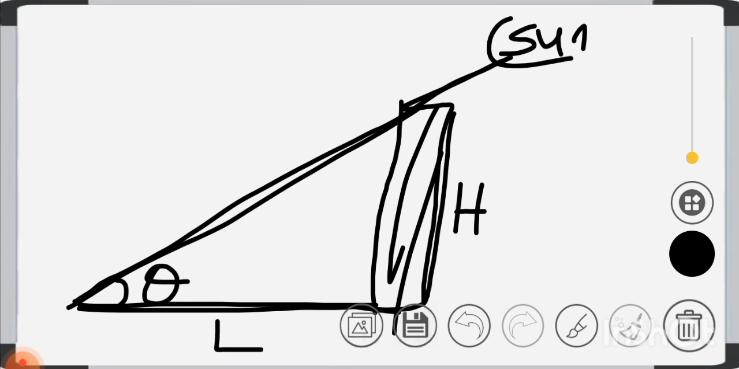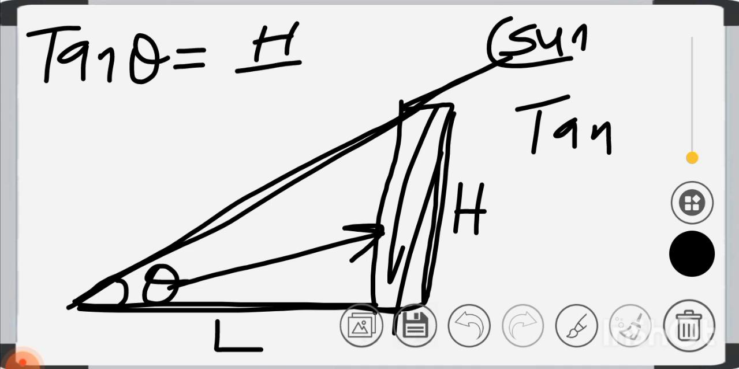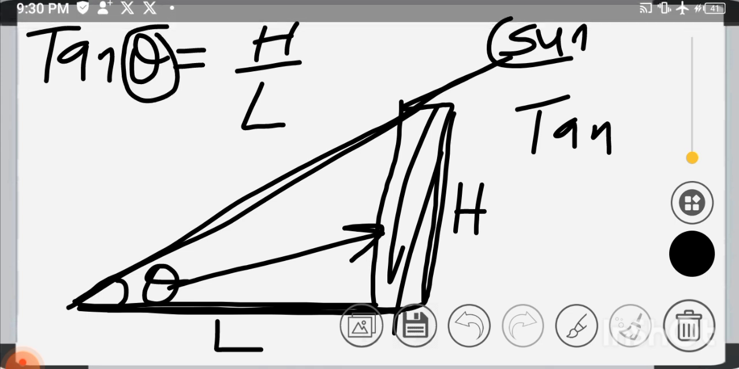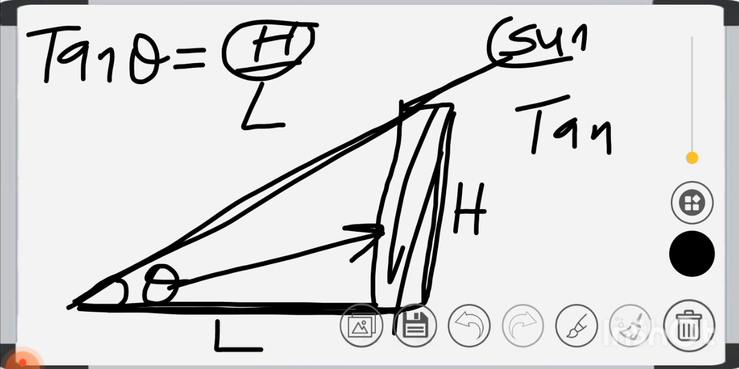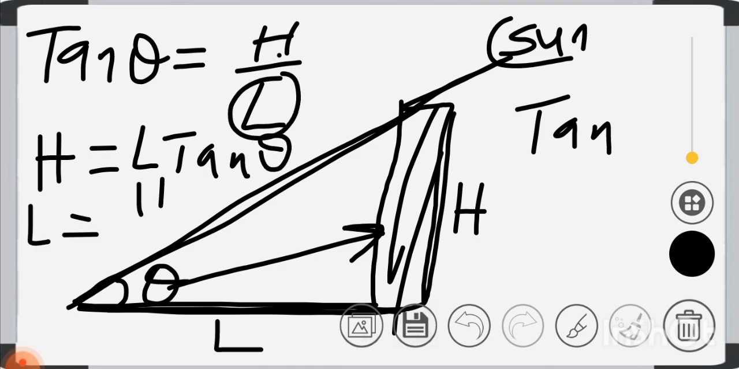Now from tan, remember we said tan is opposite over adjacent. We just say tan theta will be opposite to the side facing theta, h, over adjacent, which is this L. So theta is the altitude of the sun. h is the height of the object, which may be a tree. L is the length of shadow. You can also calculate the height of the tree, which will make h the subject of the formula, and h will be L tan theta. You can be asked to find this L. L will be h over tan theta. Any of them can come in. So please take note of that.